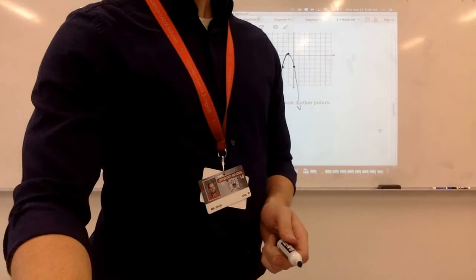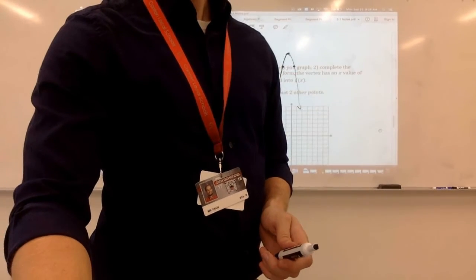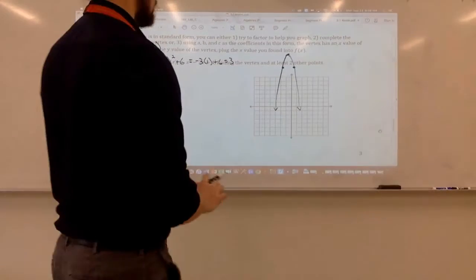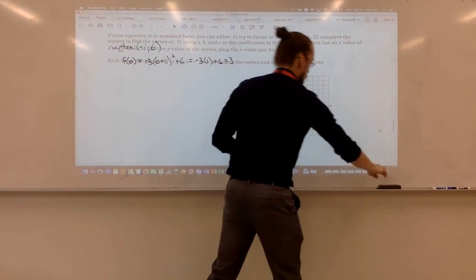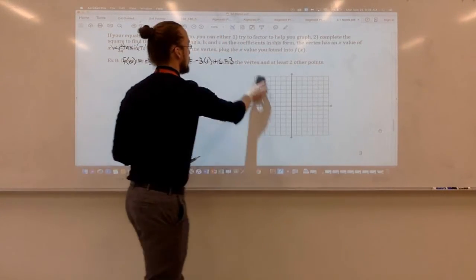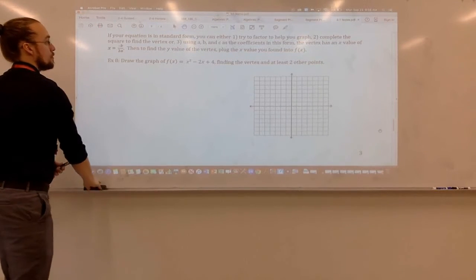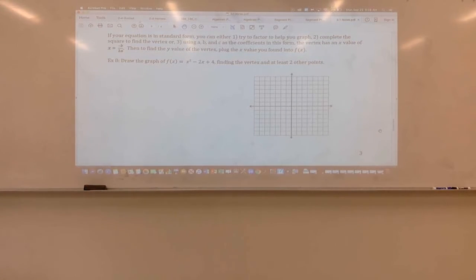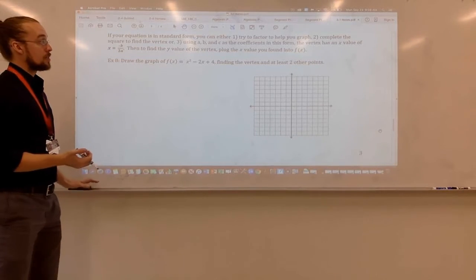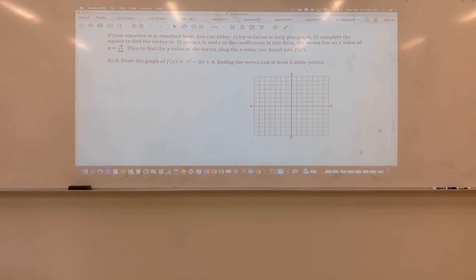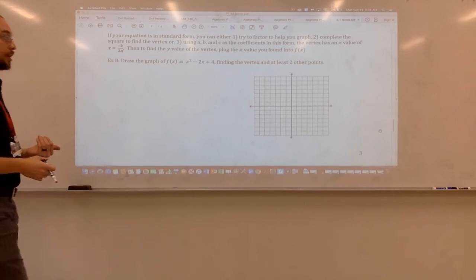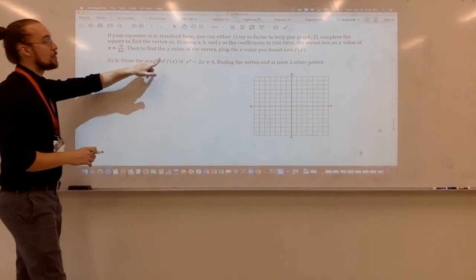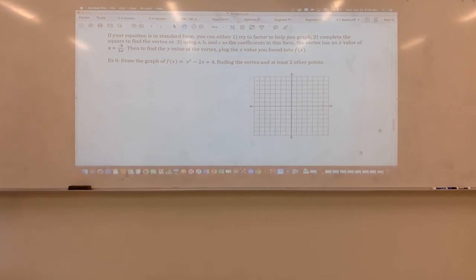I think we're going to skip example 7 here. It's the same idea. And we'll jump down to the bottom. So if we have an equation in standard form, okay, we can either factor, like we did in the example on the front. We can complete the square to find the vertex, which we did. Or, okay, we've got a third option.